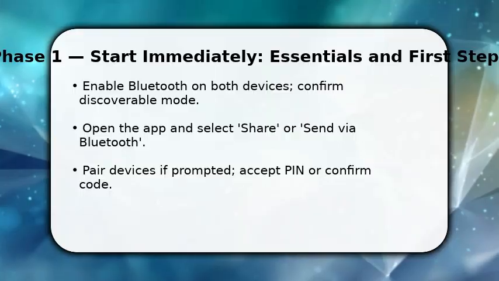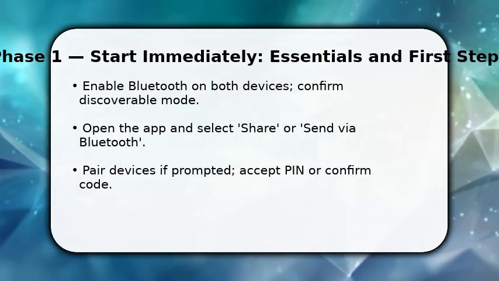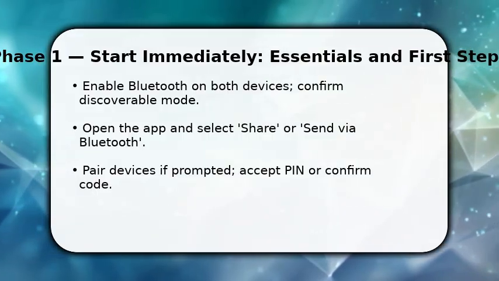You begin by enabling Bluetooth and making the recipient device discoverable. This creates the radio link you need.